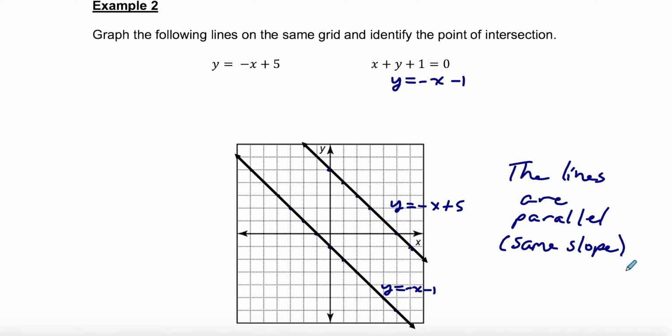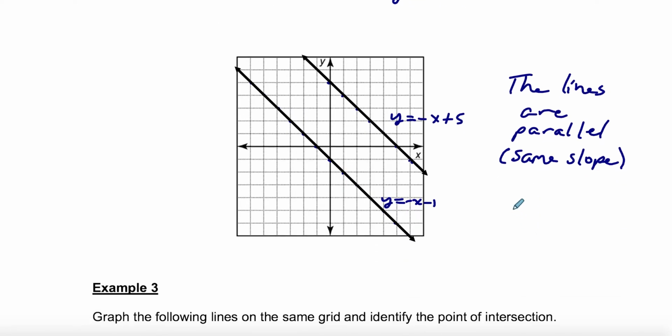So the question is, identify the point of intersection. Where do these two lines cross? Well, we've been taught that parallel lines are never going to cross. So how are we going to say what the solution is? If they don't cross, there's actually no solution.